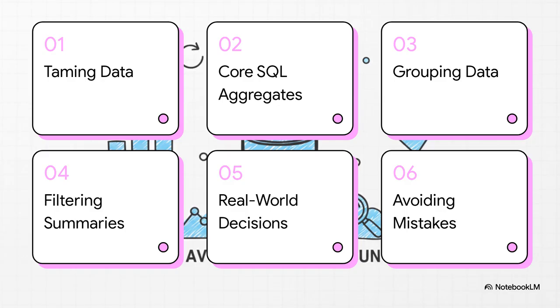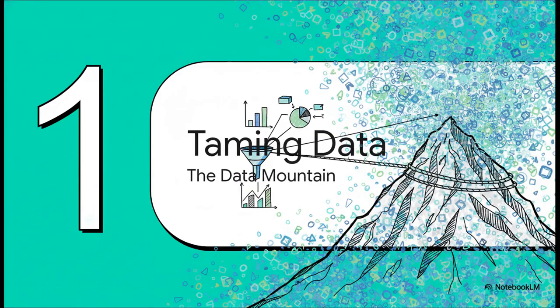All right, here's our game plan for today. First, we'll talk about taming the data mountain, then jump into the core aggregate functions themselves. After that, we'll look at grouping data, filtering those summaries, making real-world decisions, and wrap up with how to avoid some of the most common SQL mistakes. Let's get to it. Starting with Section 1, Taming the Data Mountain.